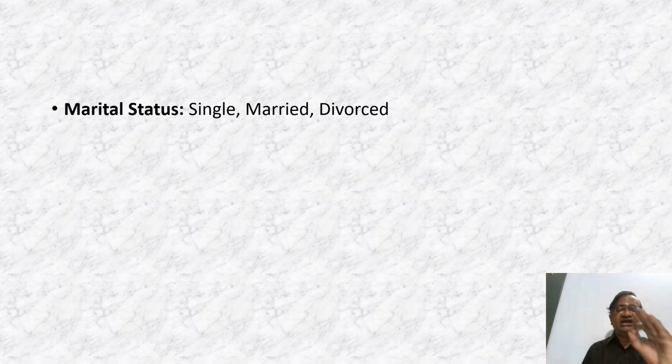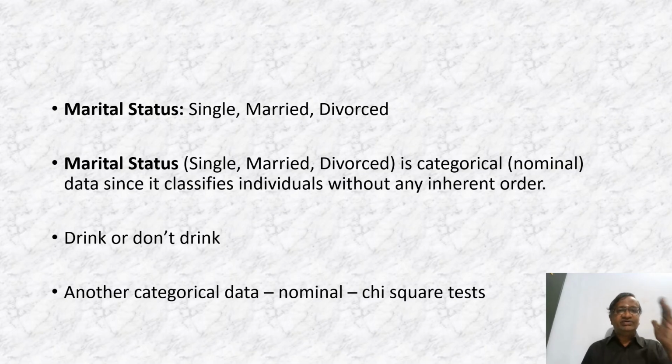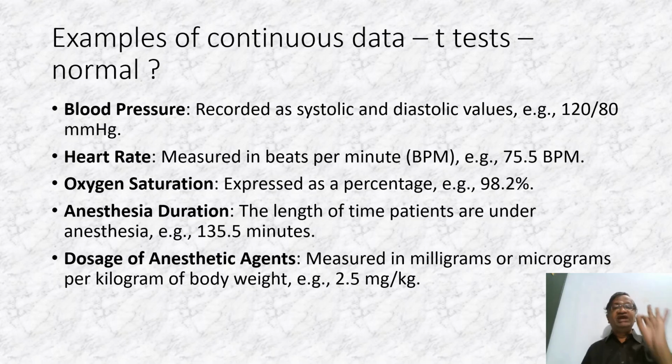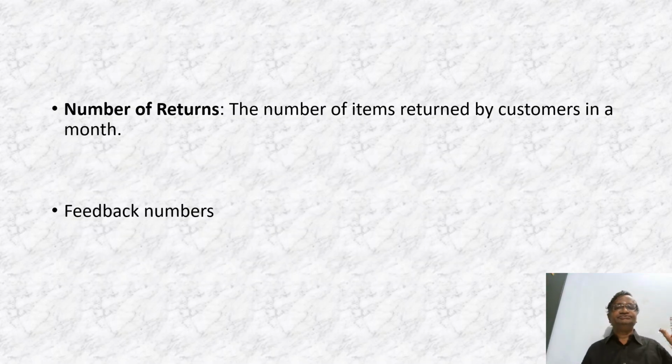Now, marital status is single, married, divorced. Simple. Nominal data, qualitative data. Now you have to use the chi-square test. Don't drink or drink, nominal, chi-square test. Now we have blood pressure recorded as values, heart rate at 75.5 plus or minus something, oxygen saturation 98, anesthesia duration 135, dosage of anesthetic propofol 2.5 milligram per kg. All these things are quantitative continuous data. So we may need to use t-test if they are normally distributed.